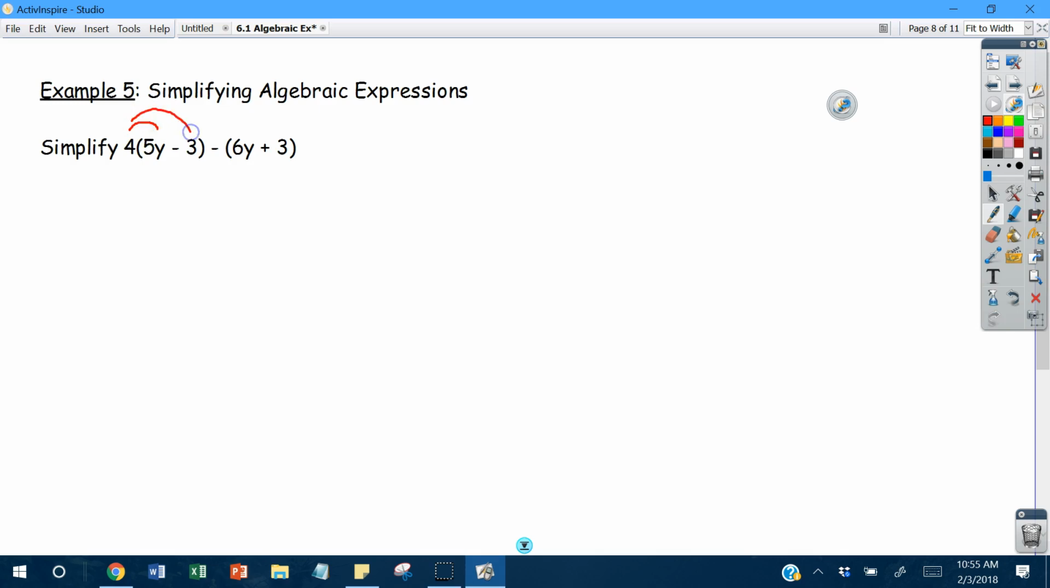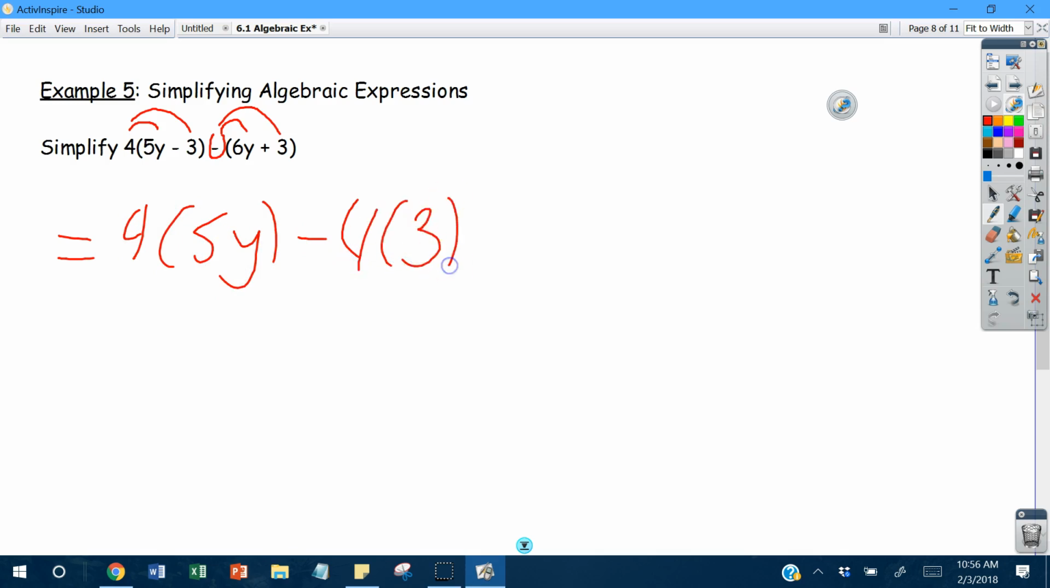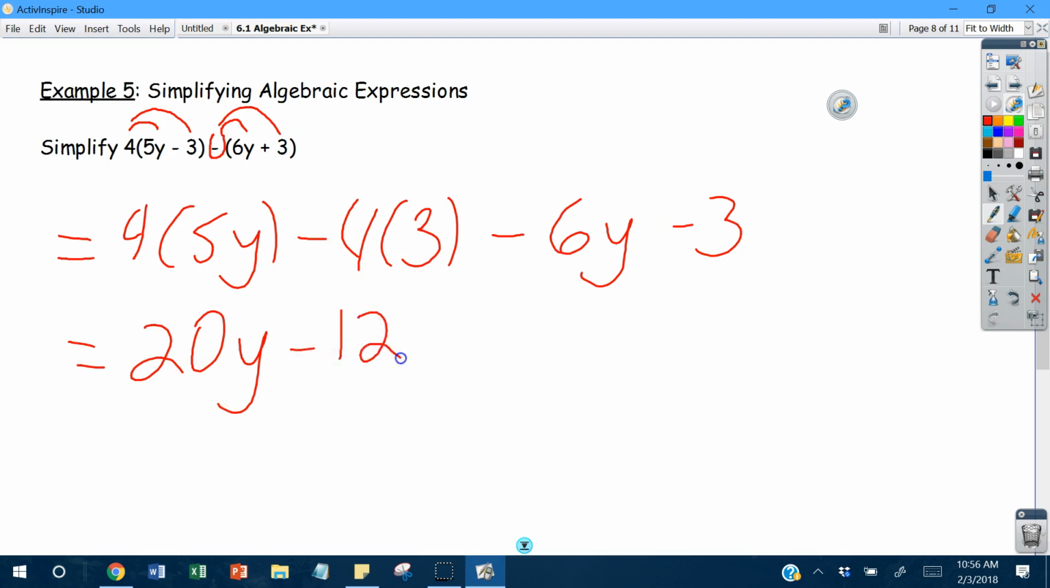Let's distribute the 4 that way. And let's also do this. Since we're subtracting this whole expression here, let's distribute this negative sign. Let's multiply both of these terms by a negative because we want to subtract both of them. So when I do that, I end up with 4 times 5y, and then minus 4 times 3. And then I'm going to do minus 6y, and then minus 3. I distributed that negative sign, so instead of these both being positive, they're both negative now. And I multiplied 4 by both of these. So this is 20y minus 12 minus 6y minus 3.